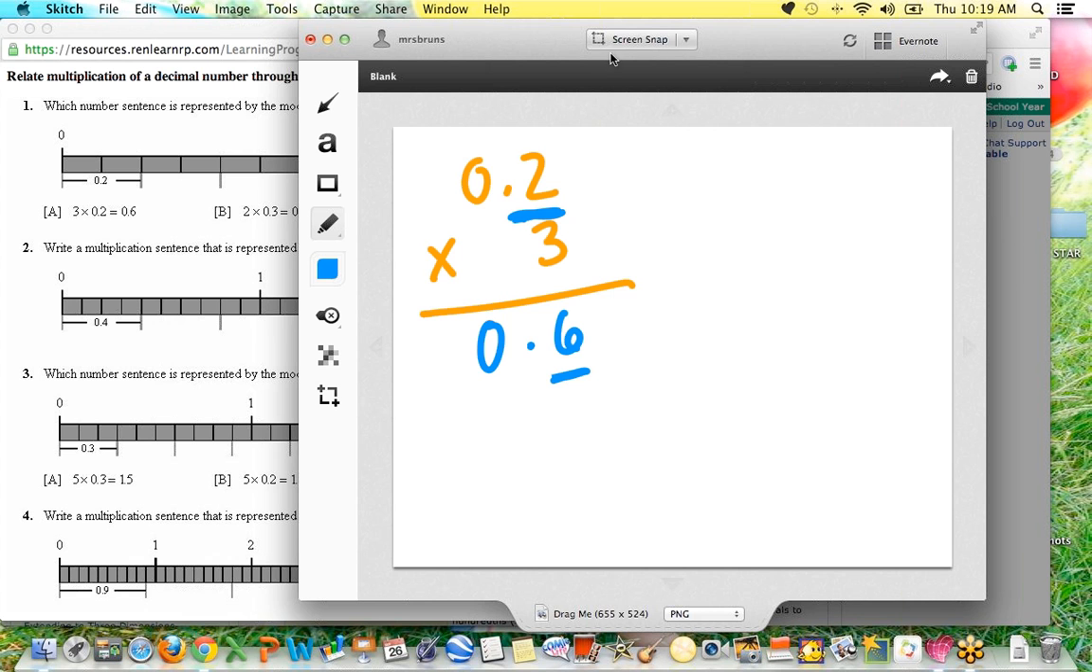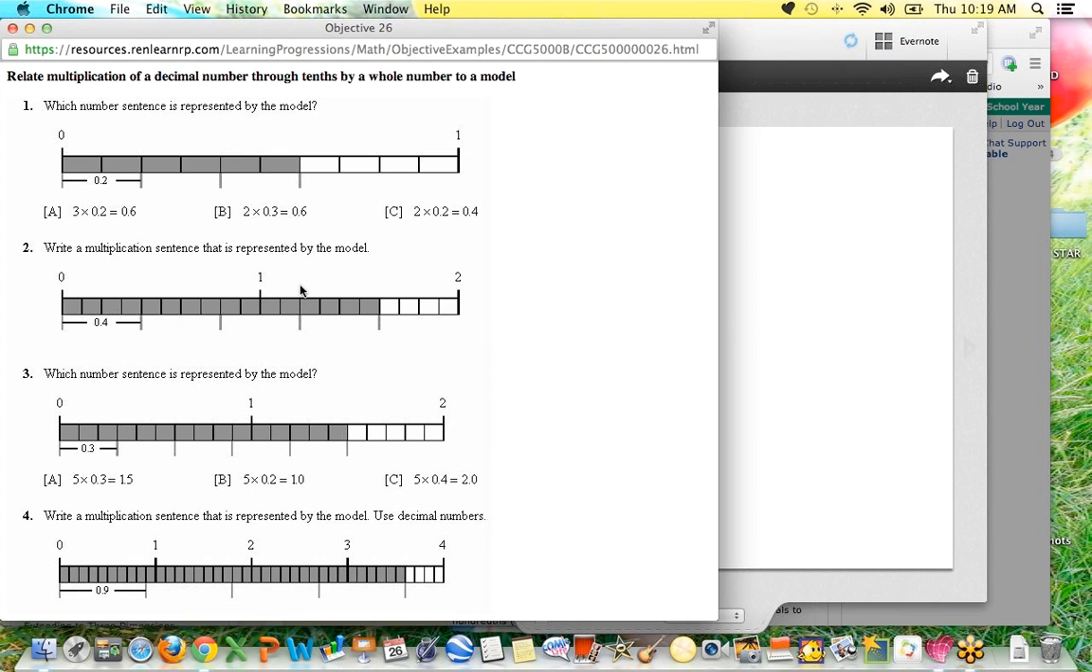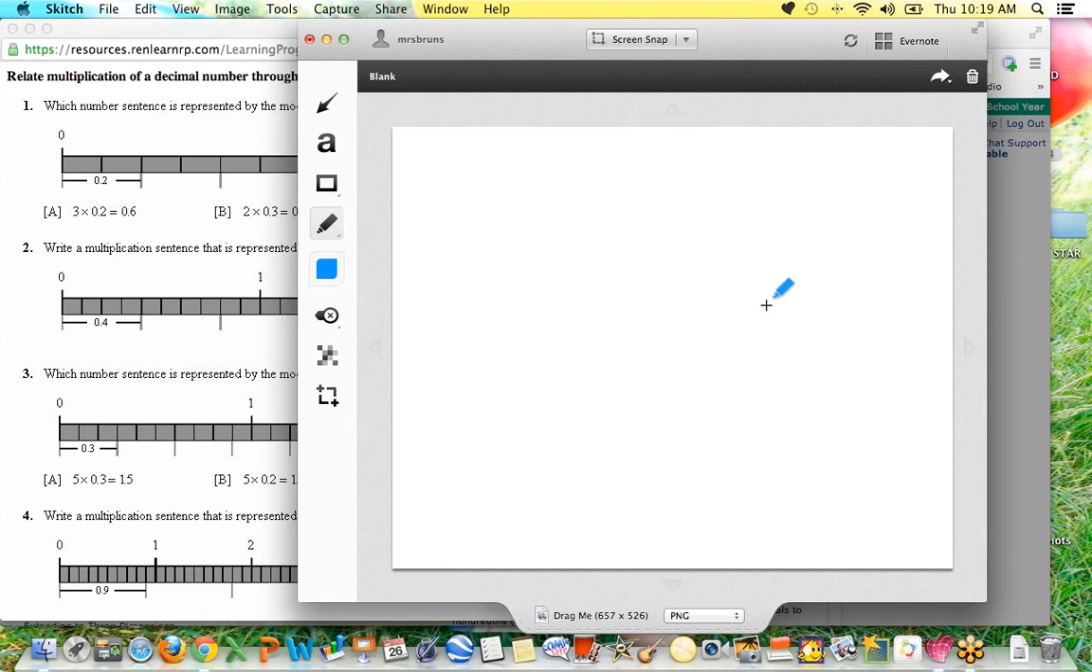All right, let's move on to number 2. Write a multiplication sentence that is represented by the model shown. So we have sections of 0.4. How many of them are shaded? Here's one shaded block, 2, 3, and then 4. So my multiplication sentence, I'll just write it for you, would be 4/10 times 4.